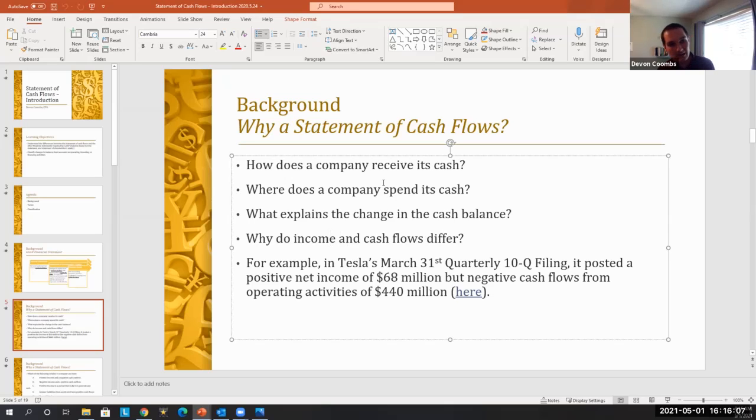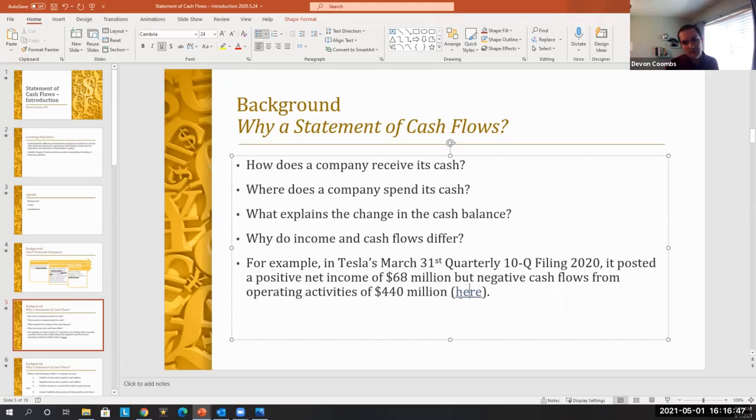And why might income increase and cash decrease? That's very common for business. Or why might income decrease, or we might have a loss, but cash increase? We want to understand that. For example, if you look at Tesla's March 31st quarterly 10-Q filing, this is in 2020, it posted a positive net income of 68 million, but negative cash flows from operating activities of 440 million. So good question. How can you have positive income, but then negative operating cash flows? That's because of accrual-based accounting, and we will want to understand why by reviewing the statement of cash flows.